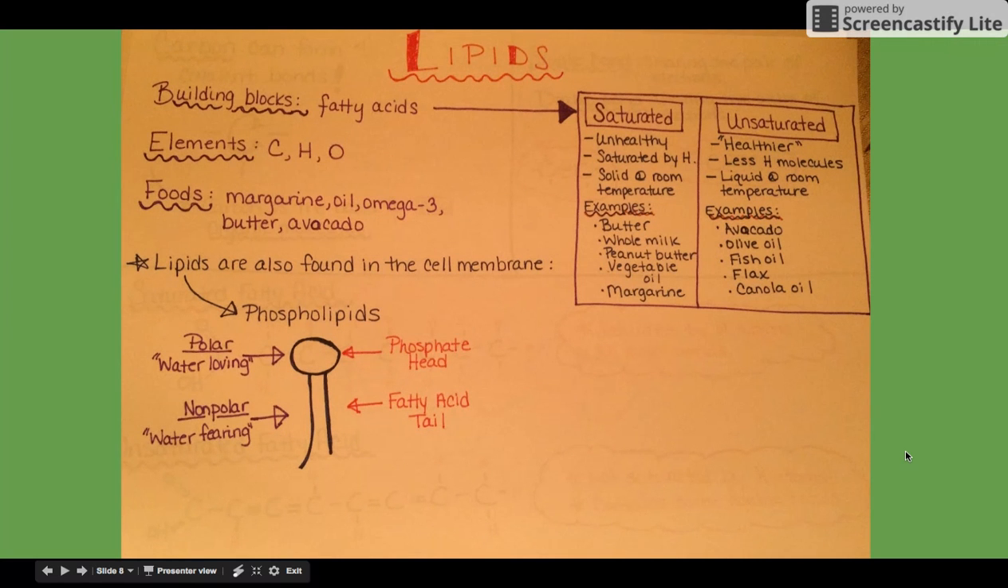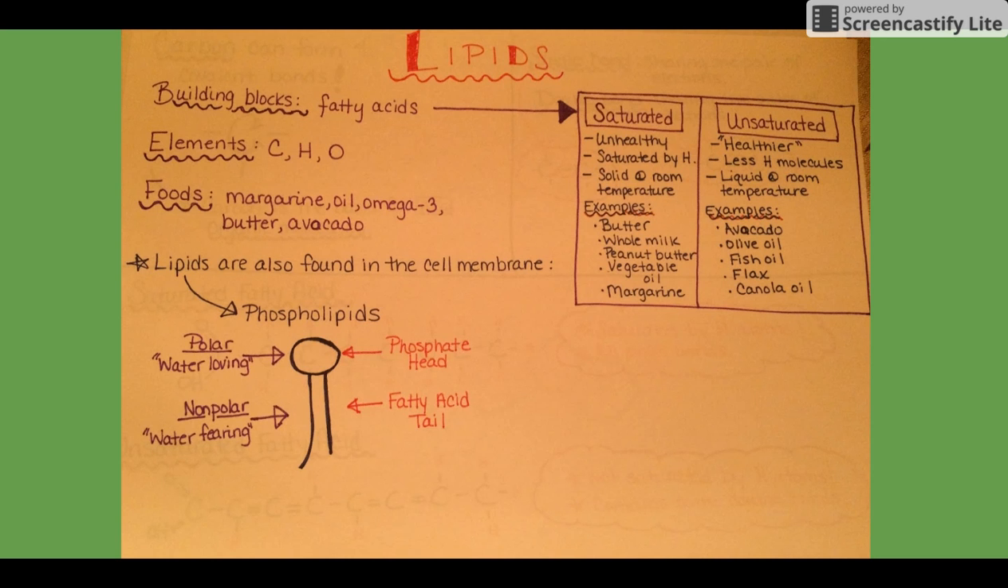Okay, so we're going to move on to lipids now. So the building blocks of lipids are fatty acids, and there are two different main kinds of fatty acids. So there are saturated and unsaturated. So saturated fatty acids are considered the unhealthy ones. So they're going to be completely saturated by hydrogens, and they're going to be most likely solids at room temperature.